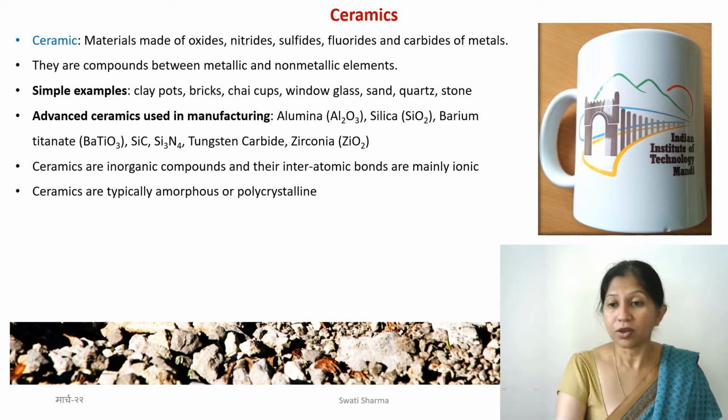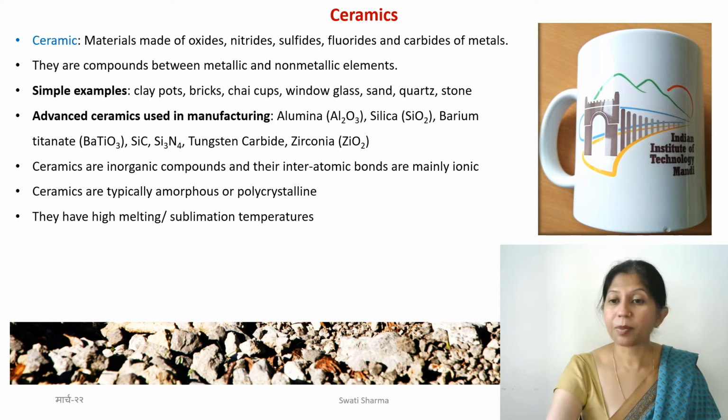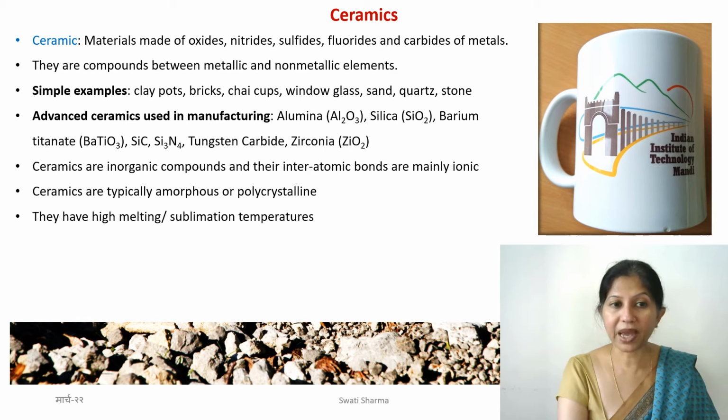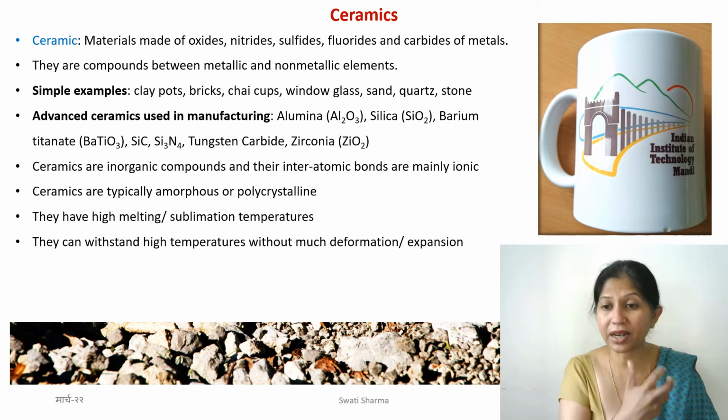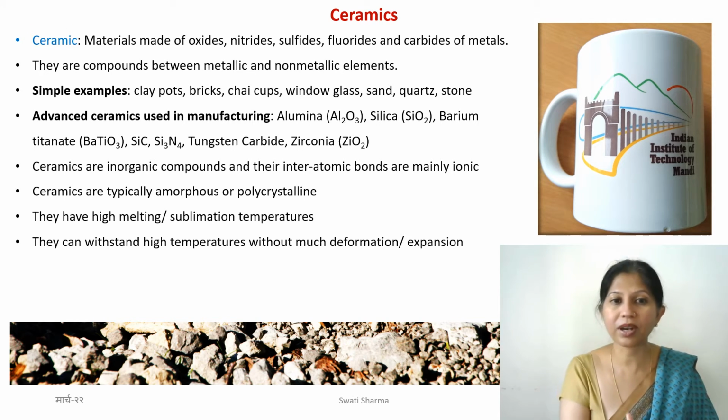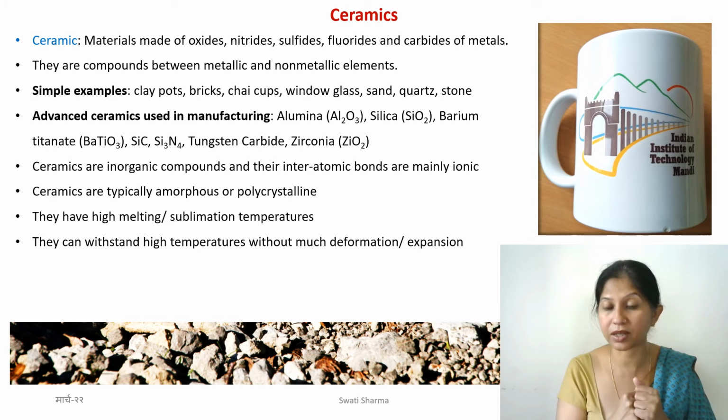Okay, so this I have already told you. They are typically amorphous or polycrystalline, and they have very high melting or sublimation temperature. So this is one very important thing about ceramics, that they are used for protecting things from temperature related problems. So ceramic coatings, for example, can withstand very high temperature. So most of the ceramic materials can withstand high temperature. So they are temperature resistant materials. That is why they are often used for high temperature applications. This is one very important thing.